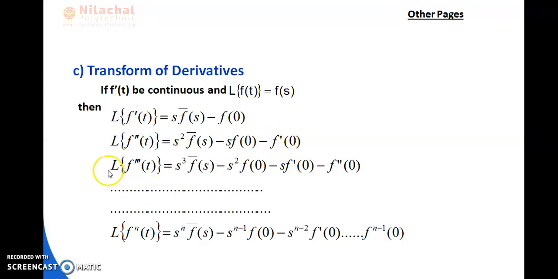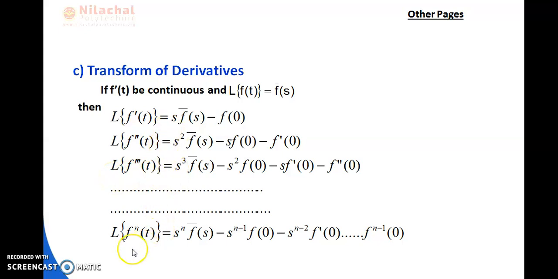Similarly, Laplace of f triple dash t: triple dash means you write s cube, s square, s, and no s meaning 1. The first position is f bar s, then the second position f of 0 starts, and in each term minus will be there: f of 0, its derivative and its double derivative. Clear? So like this you can find different derivatives of a function's Laplace.